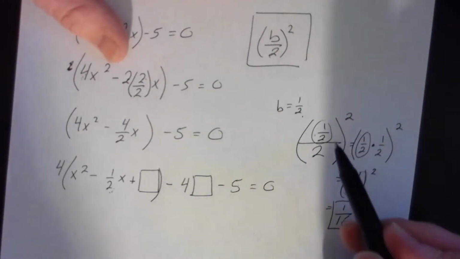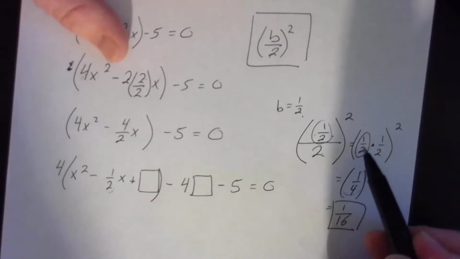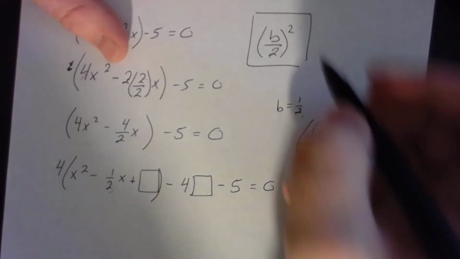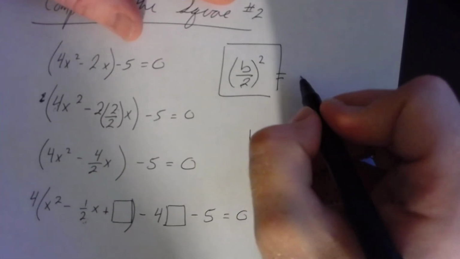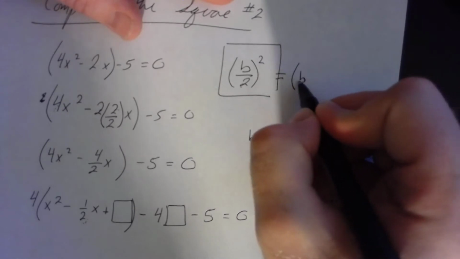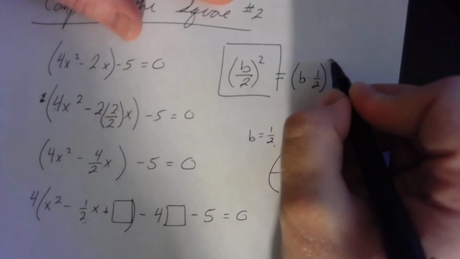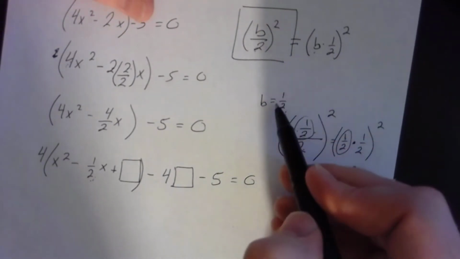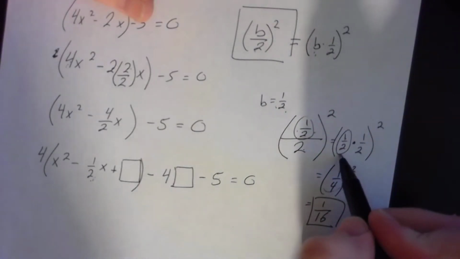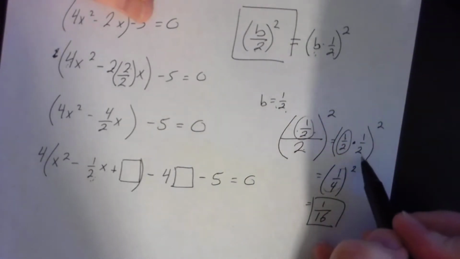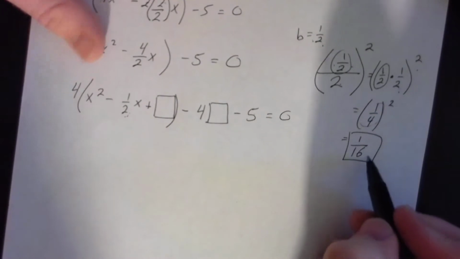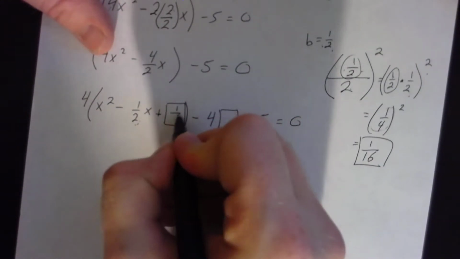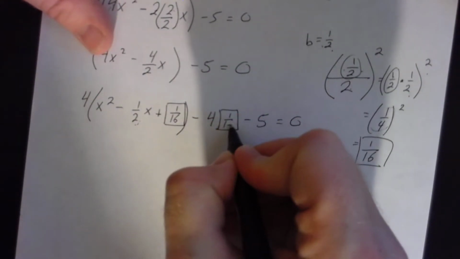1/2. 1/2 divided by 2 is really the same thing as 1/2 times 1/2. And again, if you're not comfortable with that, this is the same thing as b times 1/2 to the power of 2. So if my b is 1/2, 1/2 gets plugged in there, 1/2 stays right there, and it's all squared. So 1/16 is what's going to go right here, and what's going to go right here.